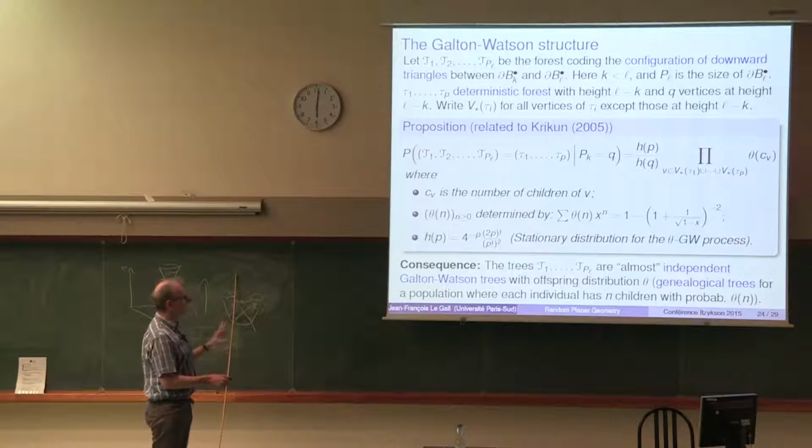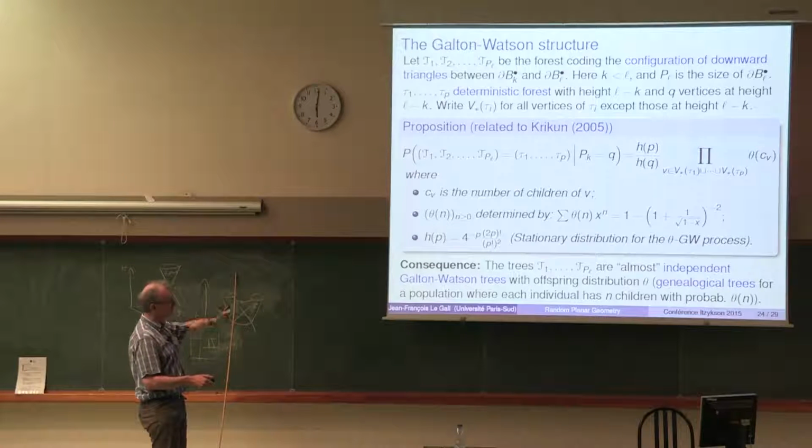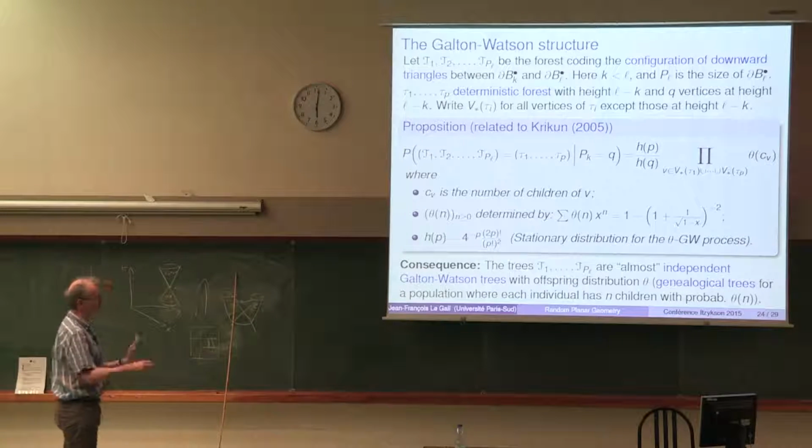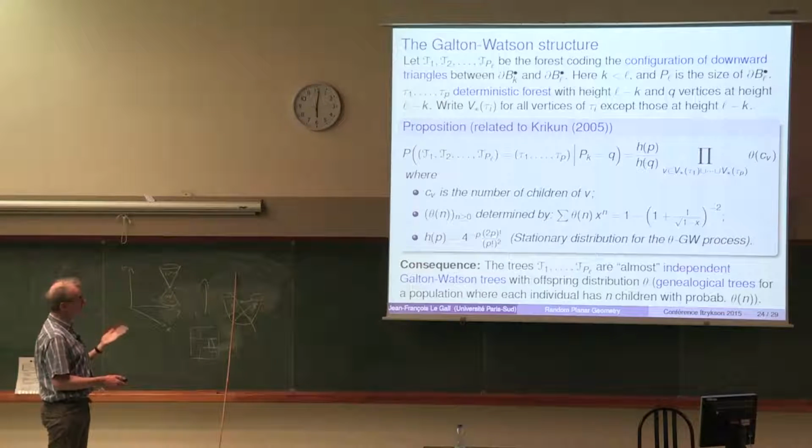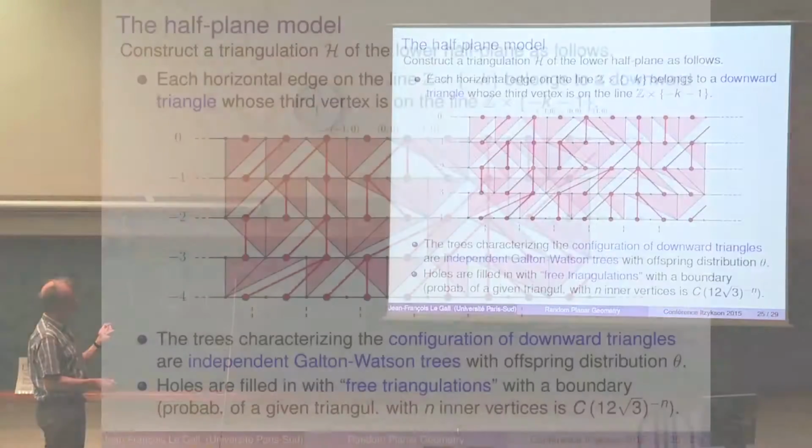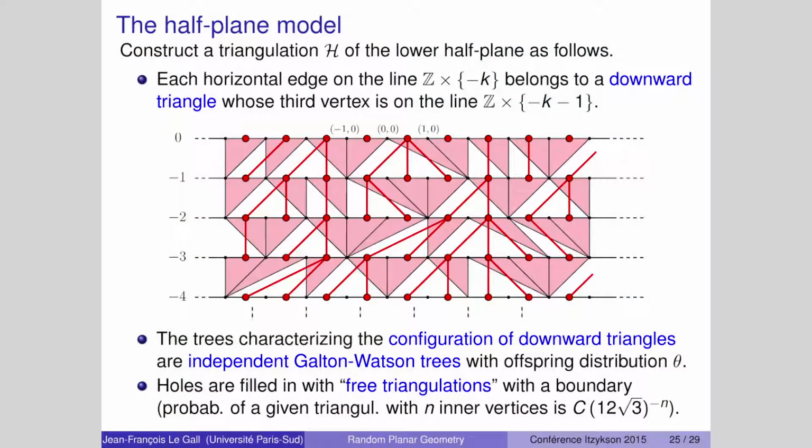Here, this h should be interpreted as a stationary distribution for the Galton-Watson process with offspring distribution theta. And this factor corresponds, in fact, to a time reversal of the process. Maybe I will not say more about that. So the important thing is that you have this description, which is very close to Galton-Watson trees. So now the idea is that you are going to construct a half-plane model. Okay? So you construct a triangulation of the lower half-plane, it's important.